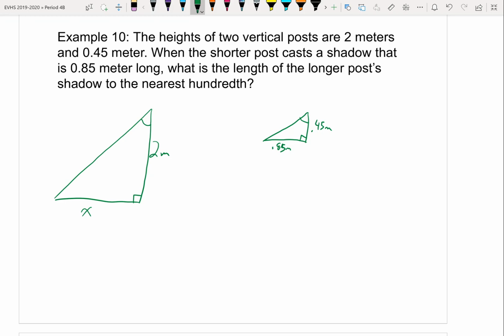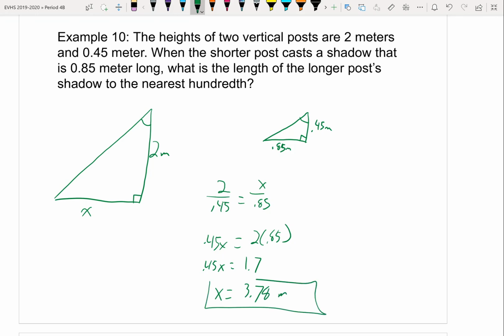Again, we're assuming that the light, or the shadow, is being cast down at the exact same angle on those. And so let's use our proportions. Again, left over right equals left over right. 2 over 0.45 is equal to X over 0.85. Cross multiply, 0.45x is equal to 2 times 0.85. So 0.45x is equal to, multiply that through, and we get 1.7. Divide both sides by 0.45, and then x is 3.78 meters tall.